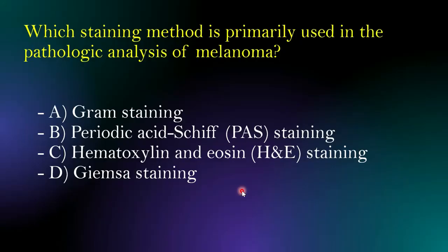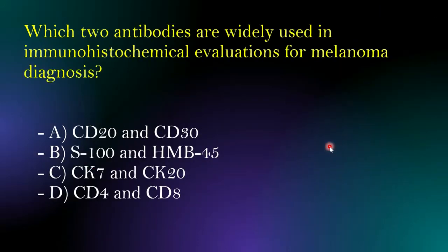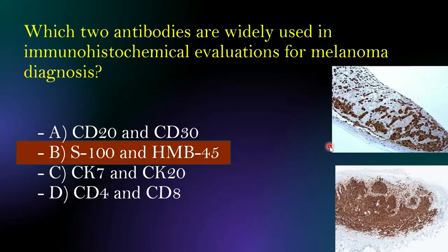Which staining method is primarily used in the pathological analysis of melanoma? We know the different immunohistochemical staining. So, before that, which staining is used? Gram staining, PAS staining, hematoxylin eosin staining, and Giemsa staining. The most commonly used is hematoxylin and eosin staining. Which two antibodies are widely used in the immunohistochemical evaluation of melanoma? CD20 and 30, S100 and HMB45, CK7 and CK20, CD4 and CD8. Answer is S100 and HMB45. S100 is highly sensitive and HMB45 is highly specific.